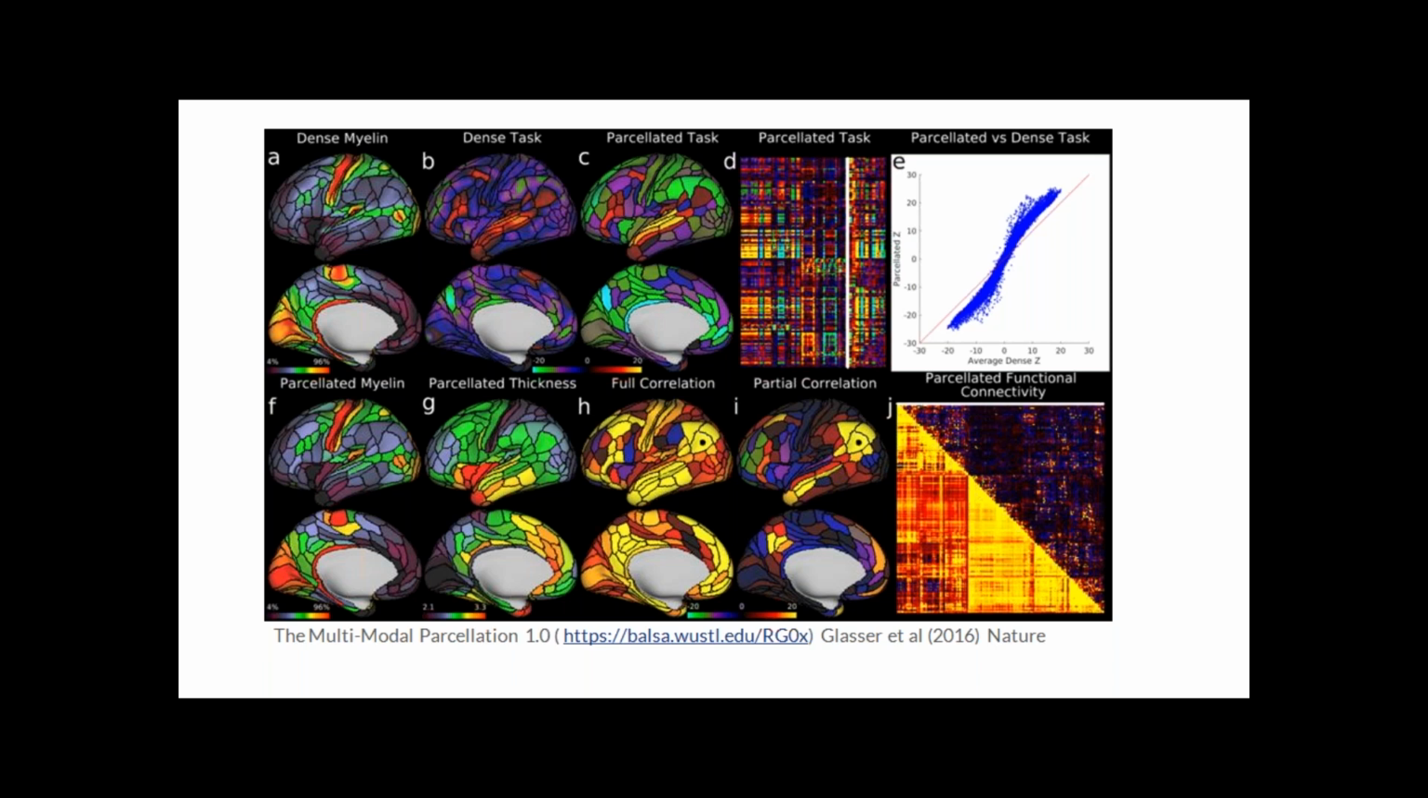Okay, and the last thing, in last year's Nature paper, they believe that even though they're giving you this data in this 92k mesh, the data, instead of being smoothed on that mesh, should be parcellated, in a way that's anatomically and functionally relevant, which is why they came forward with what they're calling the multimodal parcellation 1.0.